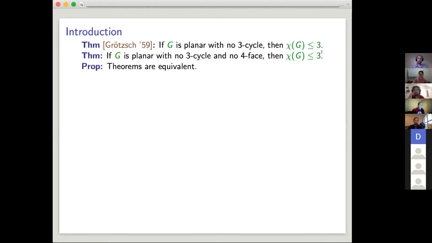But what I want to show you is that actually these two theorems are equivalent. It's easy to deduce the second one from the first one. And it's also easy to deduce the first one from the second one, which is the non-trivial direction. So the picture is like this. You want to take your graph that maybe has four faces in it. You've got some planar graph embedded in the plane, no three cycles, and it does potentially have four faces, sorry.